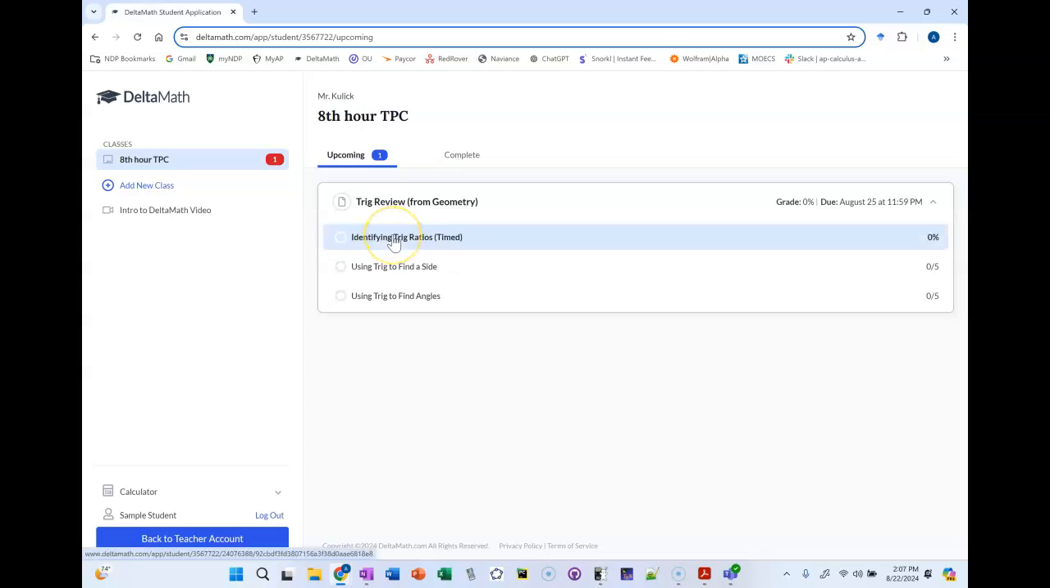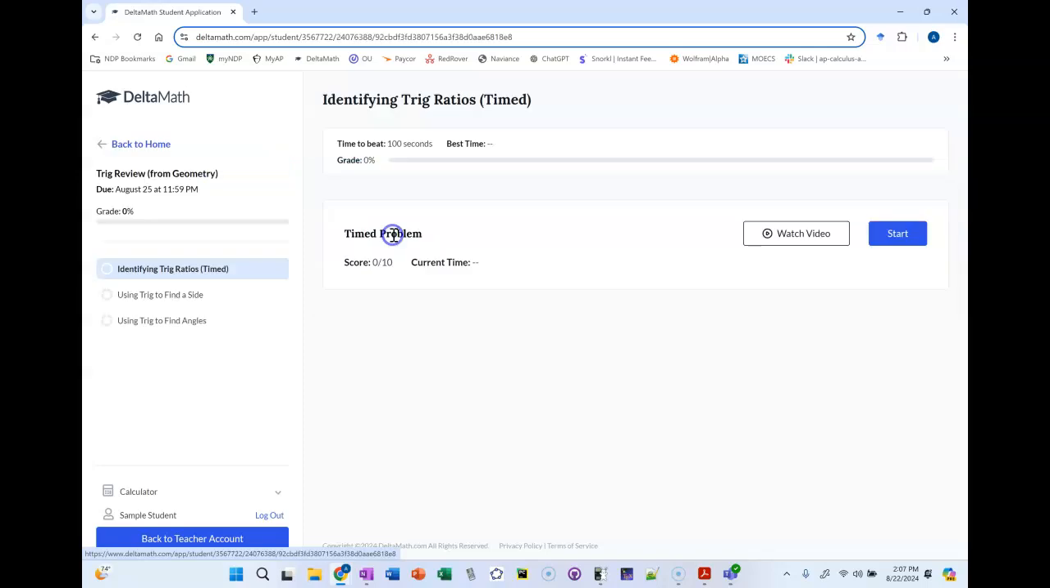The first one is a timed problem. So you'll have 100 seconds to get 10 correct. If you make a mistake, your time stops and you have to start over. If you exceed 100 seconds, you'd want to stop your time and start over. Okay? But you get as many tries as you want.